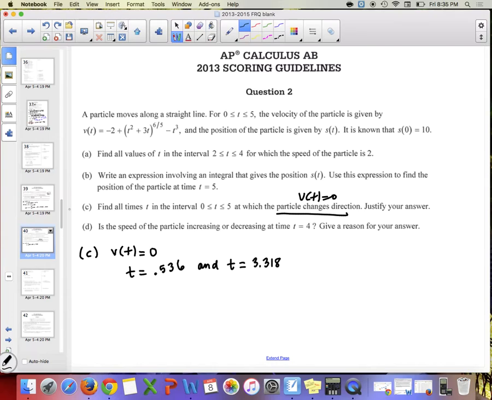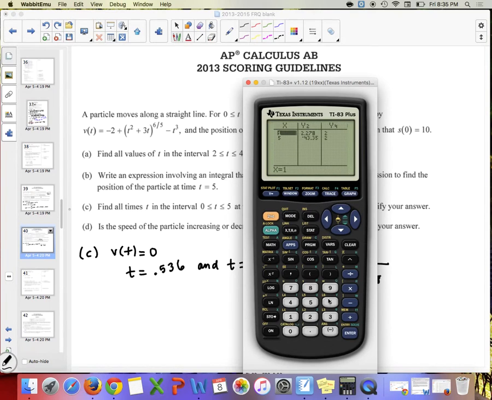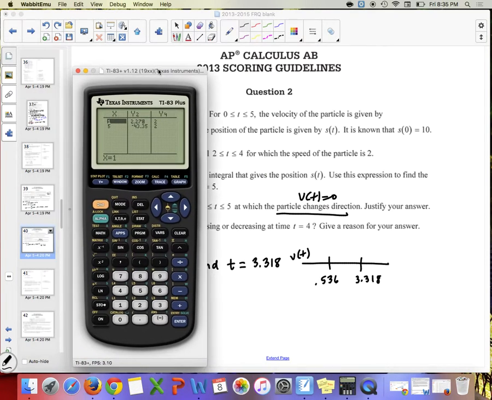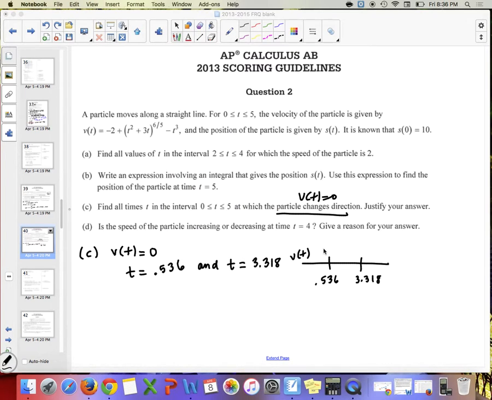Okay, and we want to make sure that it does change direction. Sometimes it will just kind of stop and then go back in that same direction. So I'm testing in my velocity function. So I would just go to your table and plug in numbers on each side of those. So I would try like 0.2, 3, and 4. So when you see that your velocity, which was under y2, is negative, positive, and then negative, it means it's moving to the left or down for the first part.